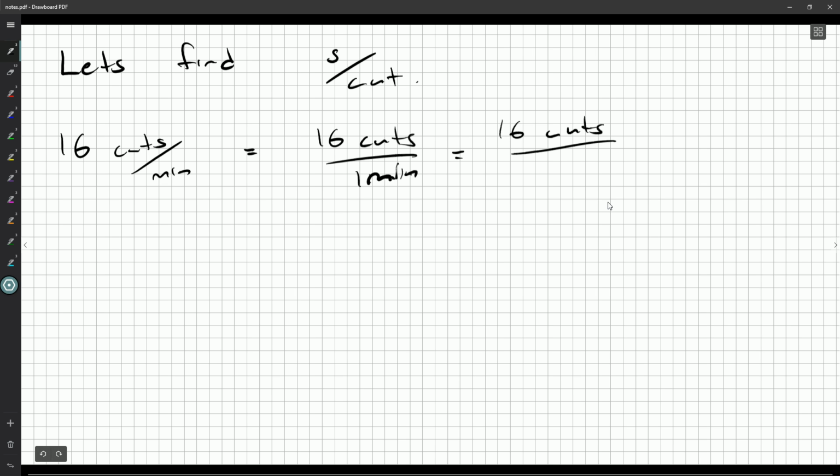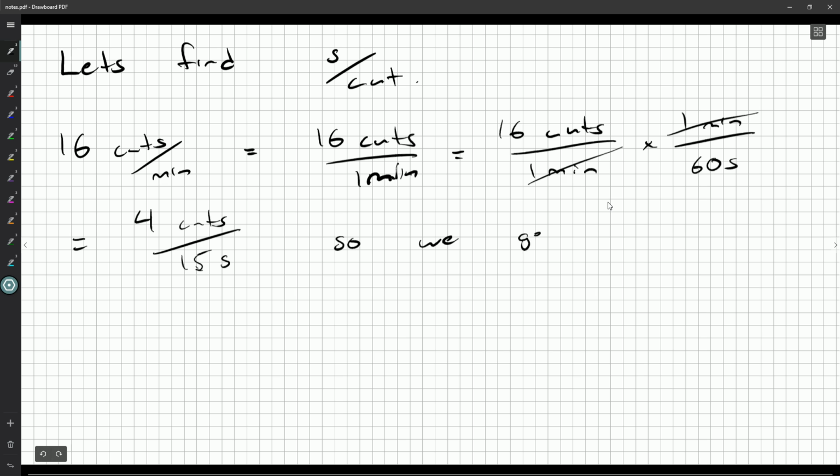And 1 minute is 60 seconds. So now the minutes cancel out, and we're left with, I suppose we can divide by 4 on top and bottom, so 4 cuts per 15 seconds. Okay, so 4 cuts every 15 seconds. But I wanted seconds per cut. So we get 15 seconds per 4 cuts.